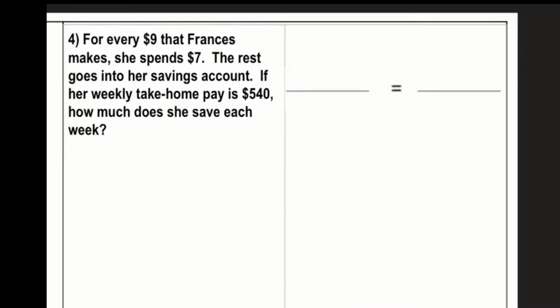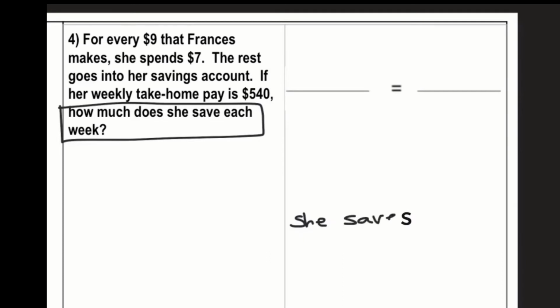Here's example 4. For every $9 that Frances makes, she spends $7. The rest goes into her savings account. If her weekly take-home pay is $540, how much does she save each week? We're being asked to find how much she saves each week. So let's answer that. She saves blank money each week.